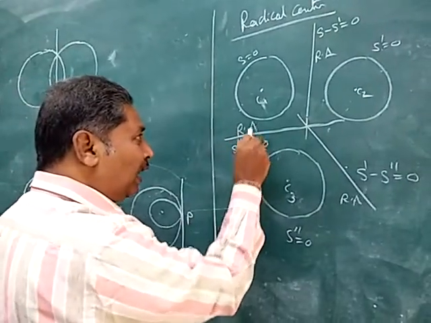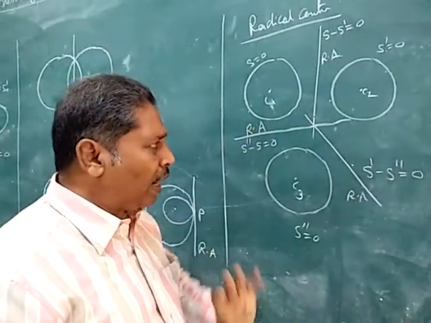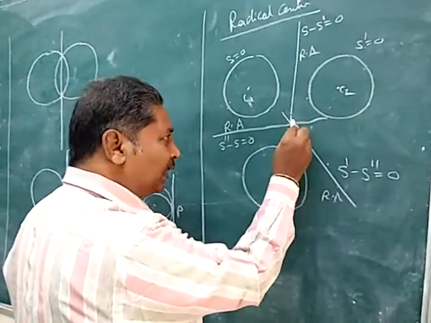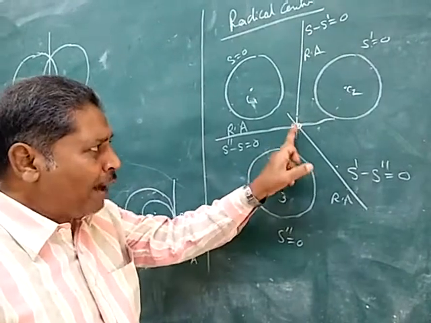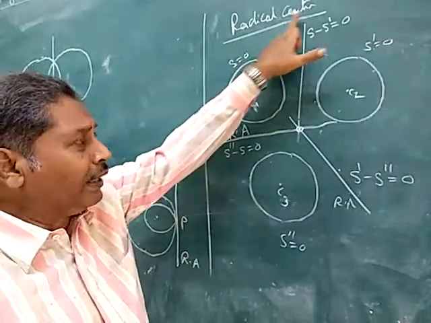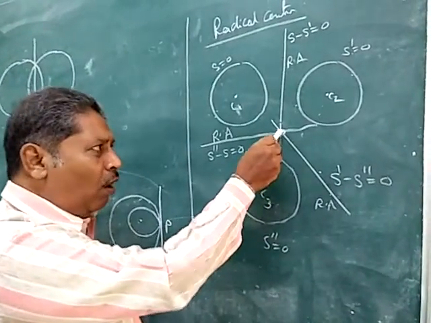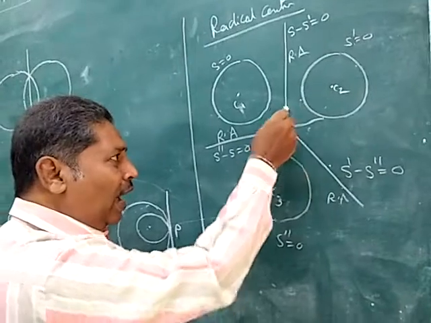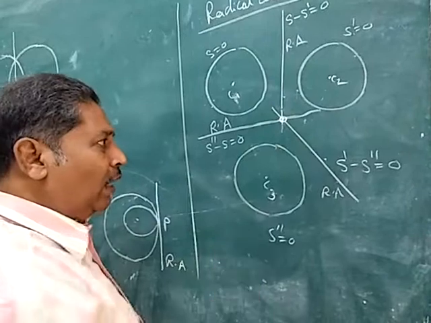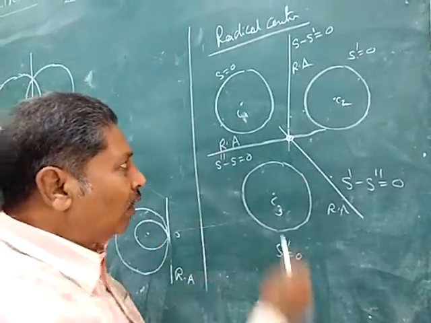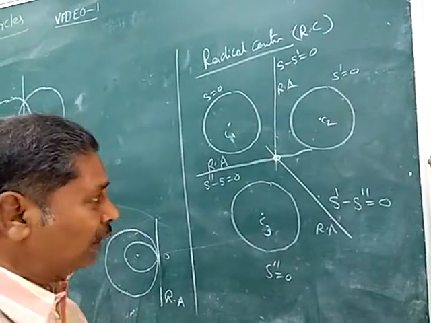All these three radical axes intersect at a point. This point is called the radical center. So the point of intersection of the radical axes is called the radical center, which is simply denoted by RC.